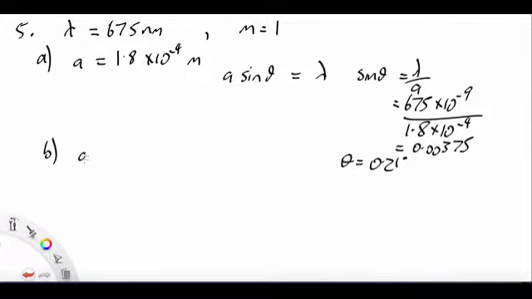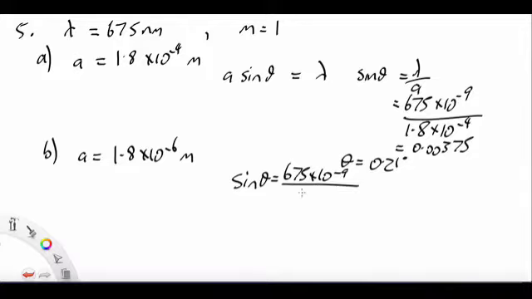But for part B, if a is 1.8 by 10 to the minus 6, so it is 100 times smaller, we now have that sine theta is 675, our wavelength there, by 10 to the minus 9, over now 1.8 by 10 to the minus 6, which is 100 times the previous one, so 0.375, and that gives us theta equals 22 degrees. So again, we're seeing the relationship between a narrower slit making a much wider pattern.